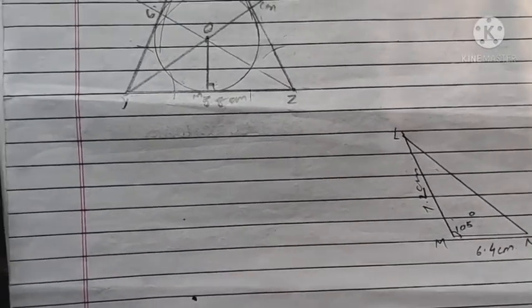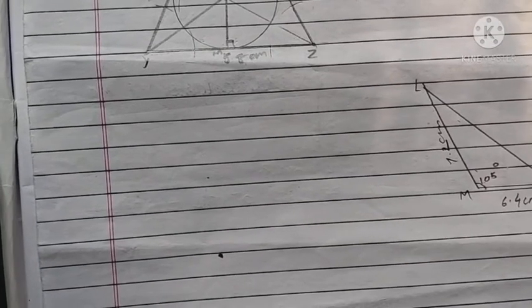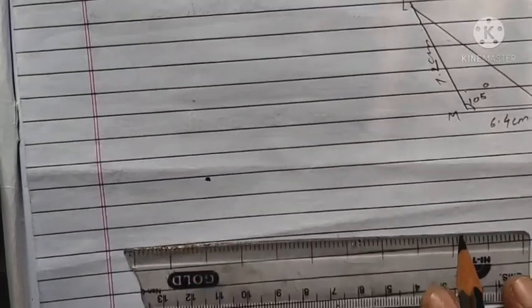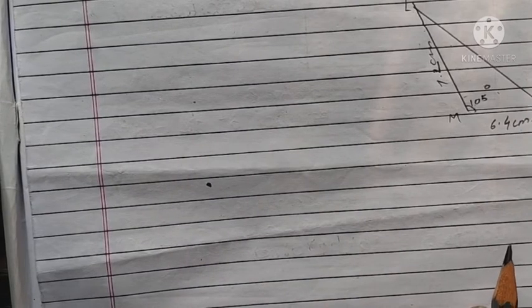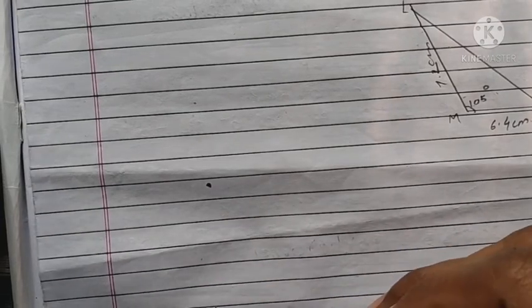Here in this question we have to construct its circumcircle. Circumcircle is a circle which passes through the vertices, touching the exterior part of the triangle. So let's start the construction. First of all, draw the base. Its base is 6.4 centimeter. Base MN, 6.4 centimeter. Okay. Then angle M is 105 degree.